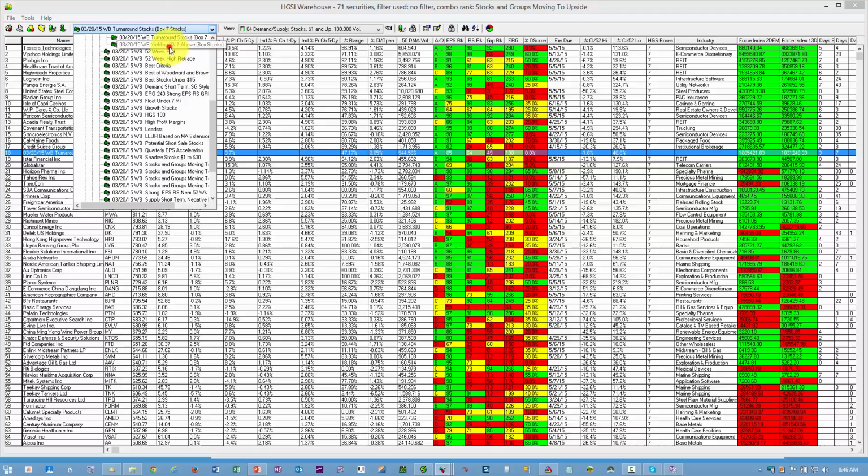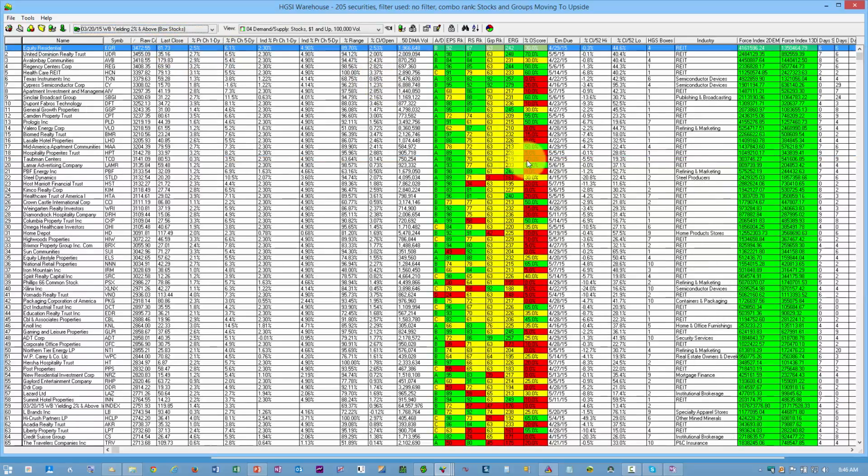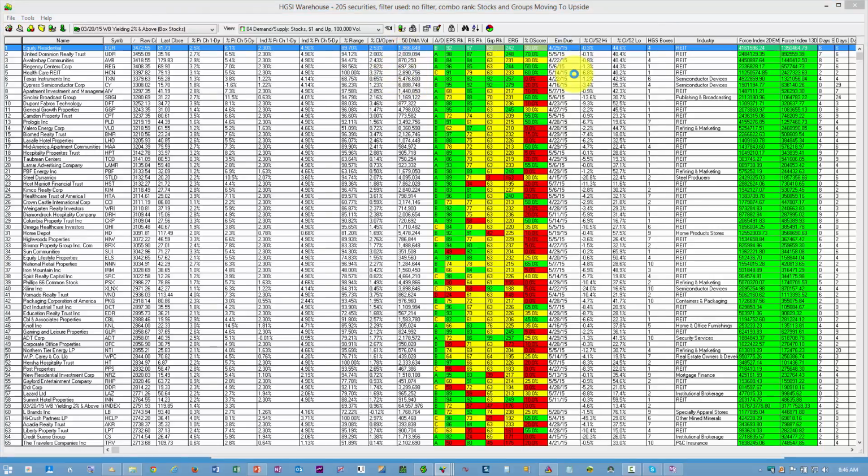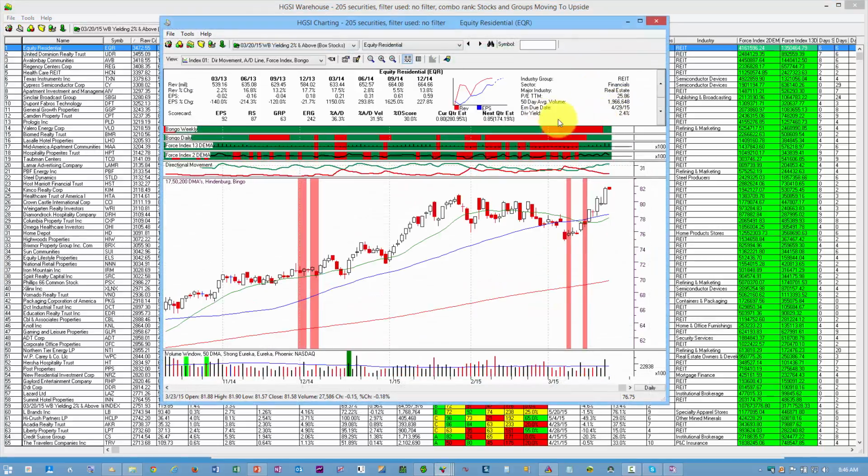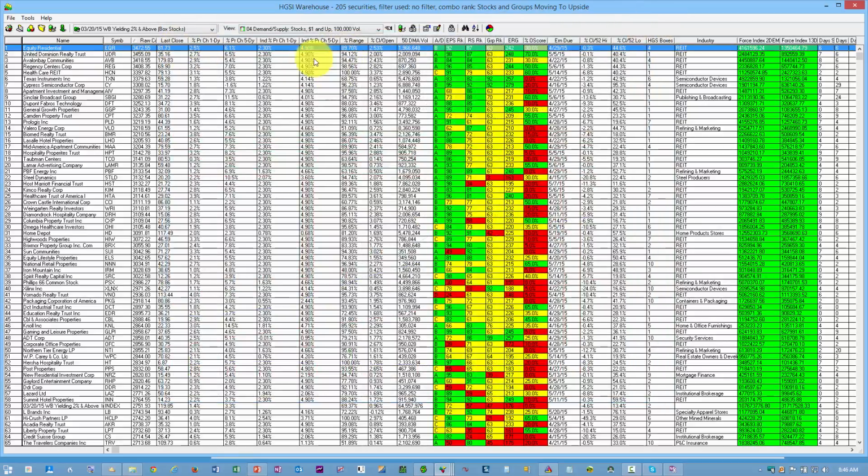And then these are box stocks that yield 2% or above. If I bring up a chart, if you look right here at the dividend yield, you'll find that these stocks are yielding 2% or above. So we have a nice cross section of stocks here.